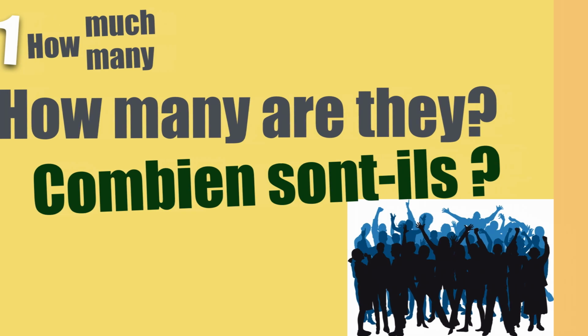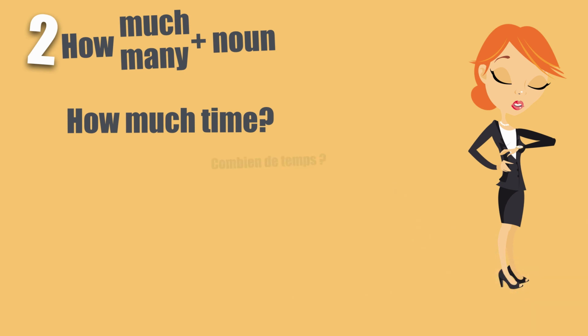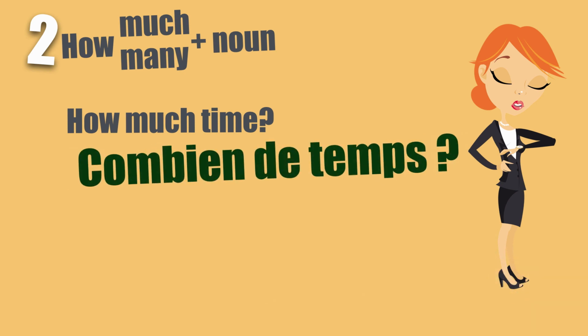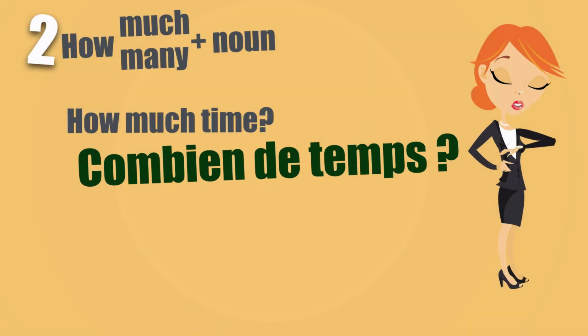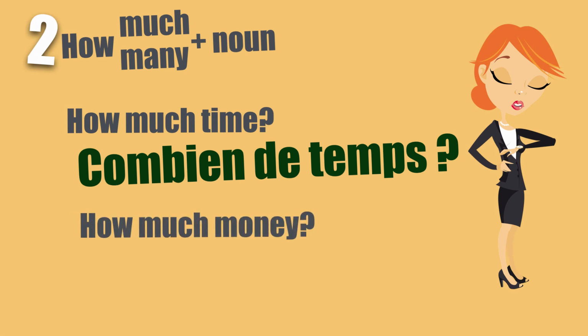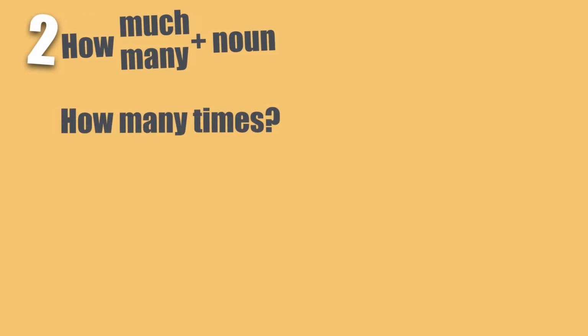Oh là là! Let's see now the second expression with a noun, how much, how many, and a noun. How much time? Here, our noun is time. Combien de temps? For this reason, now we need to add our preposition. Combien de temps? Because of the noun. How much money? Money is our noun. So, combien d'argent? And here we've got D apostrophe because of the vowel. Combien d'argent?